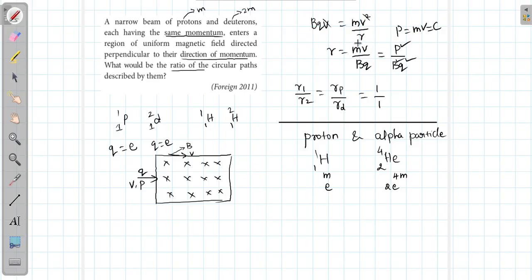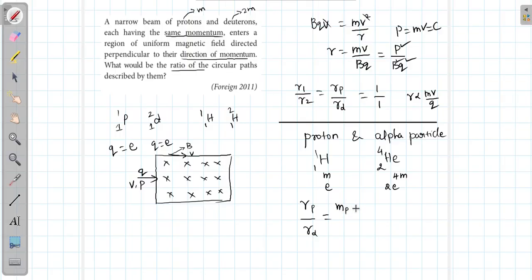So instead of going for the same momentum, we'll go for the general case. We don't know about the velocity. Therefore, R1 by R2, otherwise R proton divided by R alpha: in all the cases the magnetic field will be the same, because they are entering into the same region of magnetic field, so B remains constant. So m, v and q are variable. The radius depends on the mass of the particle, velocity and charge of the particle. Therefore, R is proportional to mv divided by q. B is constant.